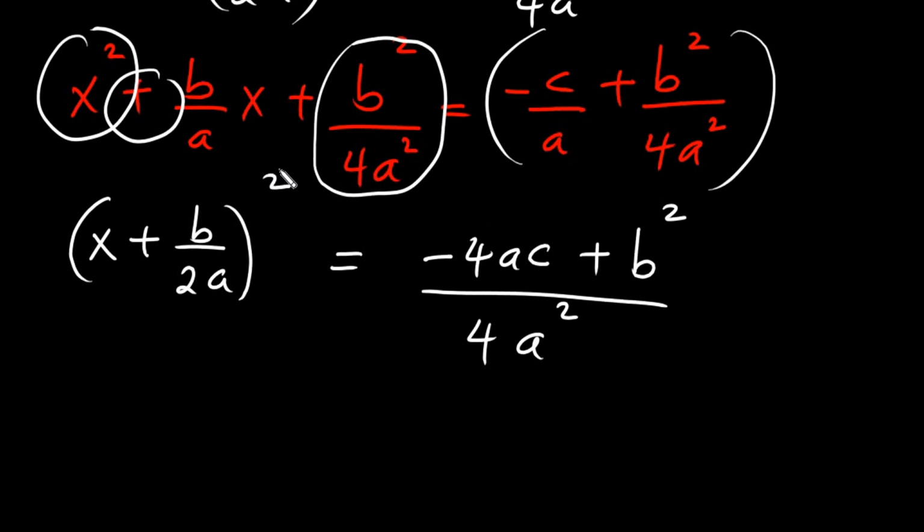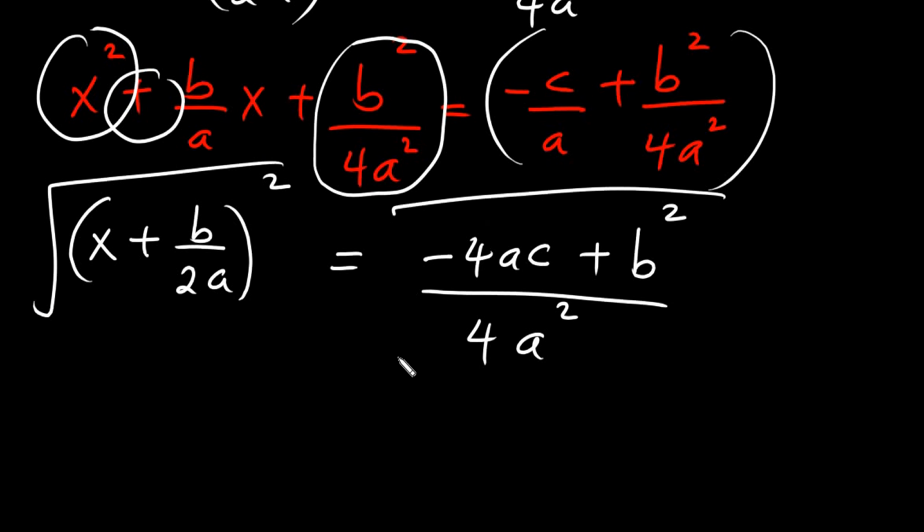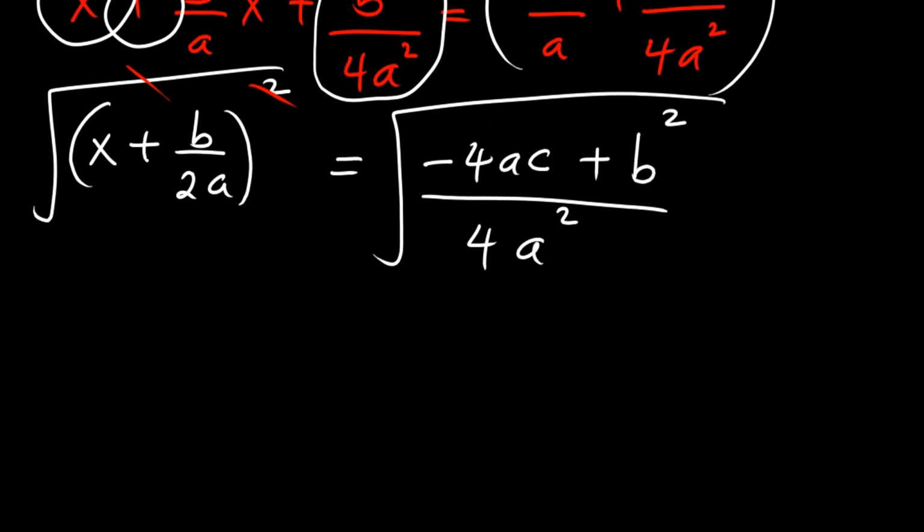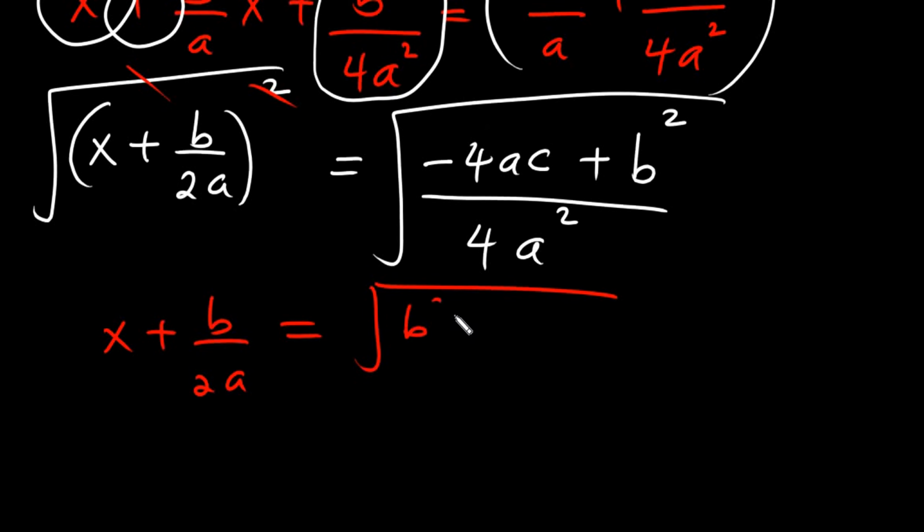We eliminate it by getting the square root of both sides, so that on the left hand side the squared and the square root cancel out, and we are left with x plus b over 2a is equal to... now let's come to the right hand side. At the top, we cannot get the square root of each one of them, so it remains as b squared minus 4ac, but even if you don't rearrange it, there is no problem. And then on the denominator, we can get the square root.